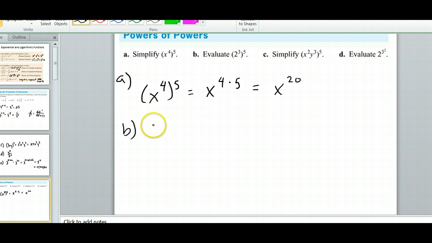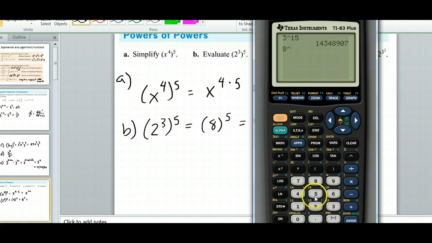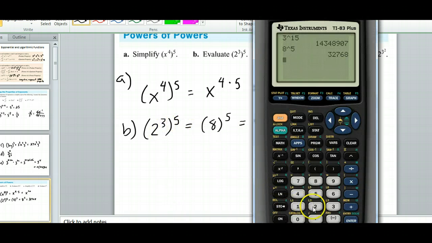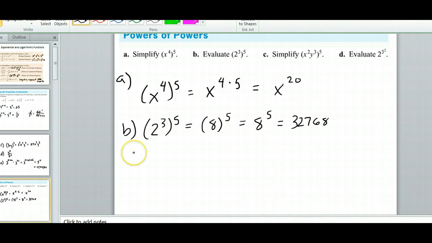Alright, 2 to the 3rd to the 5th. Yeah, we could say that that's 2 to the 15th. But notice also 2 cubed is in a parentheses. We can do that. That's 8 to the 5th. Again, get your calculator out. 8 to the 5th is 32,768. Now notice if I would have done 3 times 5 is 15 and did 2 to the 15th power, I would get the same thing. So they are identical. It's just this one we can do in order of operations, so I chose to do it that way.